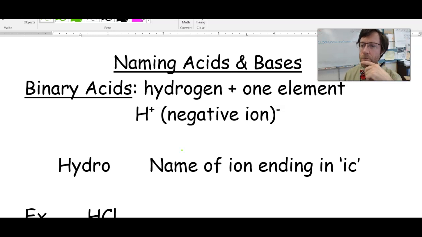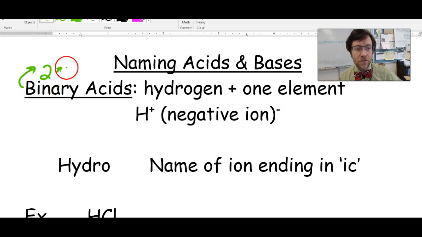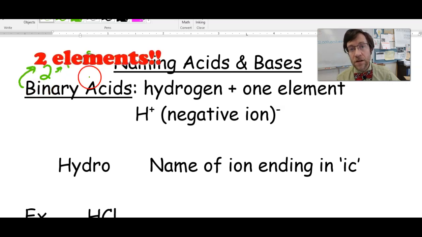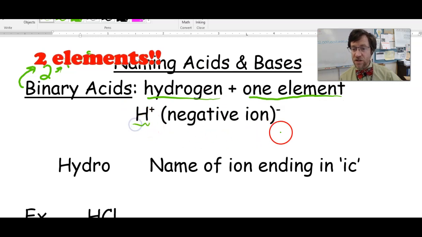Instead, let's learn about naming these bad boys. Because now that we know how to name them, we're gonna move forward and start talking about how they interact and how they do chemical reactions and how we use them in titrations and all kinds of crazy stuff. So if we're gonna talk about them, we should really know their name. So here's how we do it. So binary acids, these ones are easy. Binary means 2, okay? So binary means 2, and for us it'll be 2 ions. That's all it is. So these are the very simple ones, and it will be hydrogen, and it will be 1 element, right? So it'll always be like H plus a negative ion, and here's how we name it.